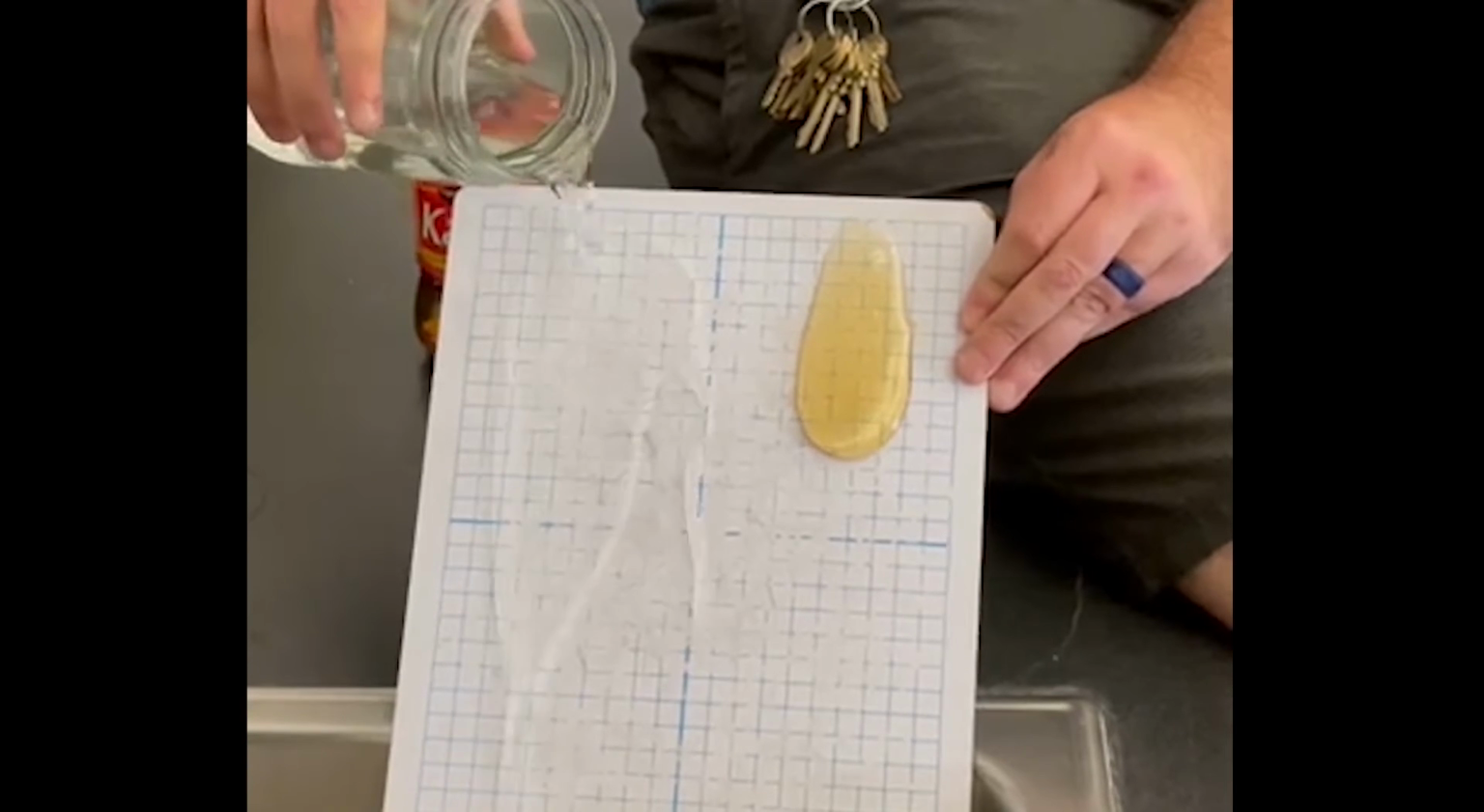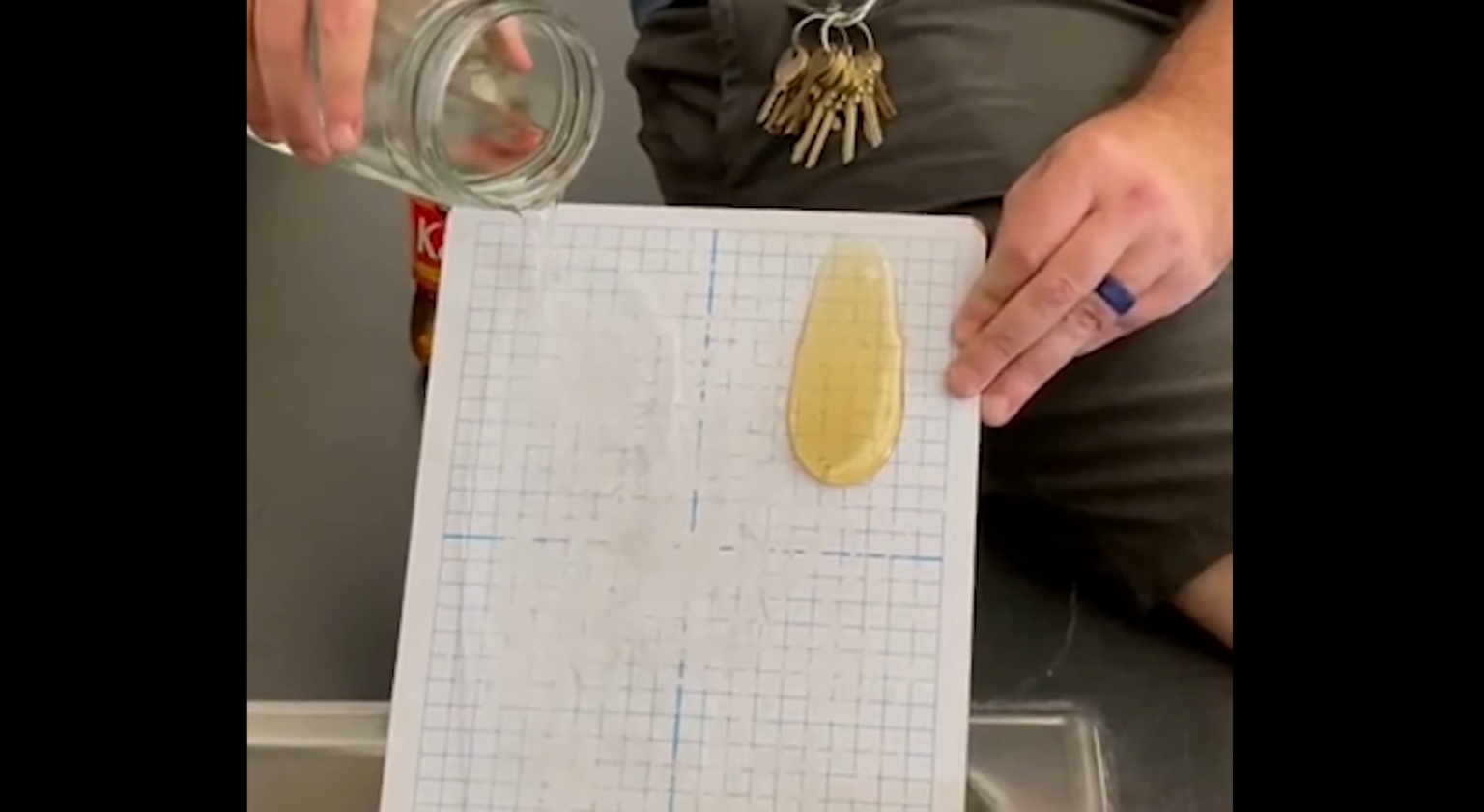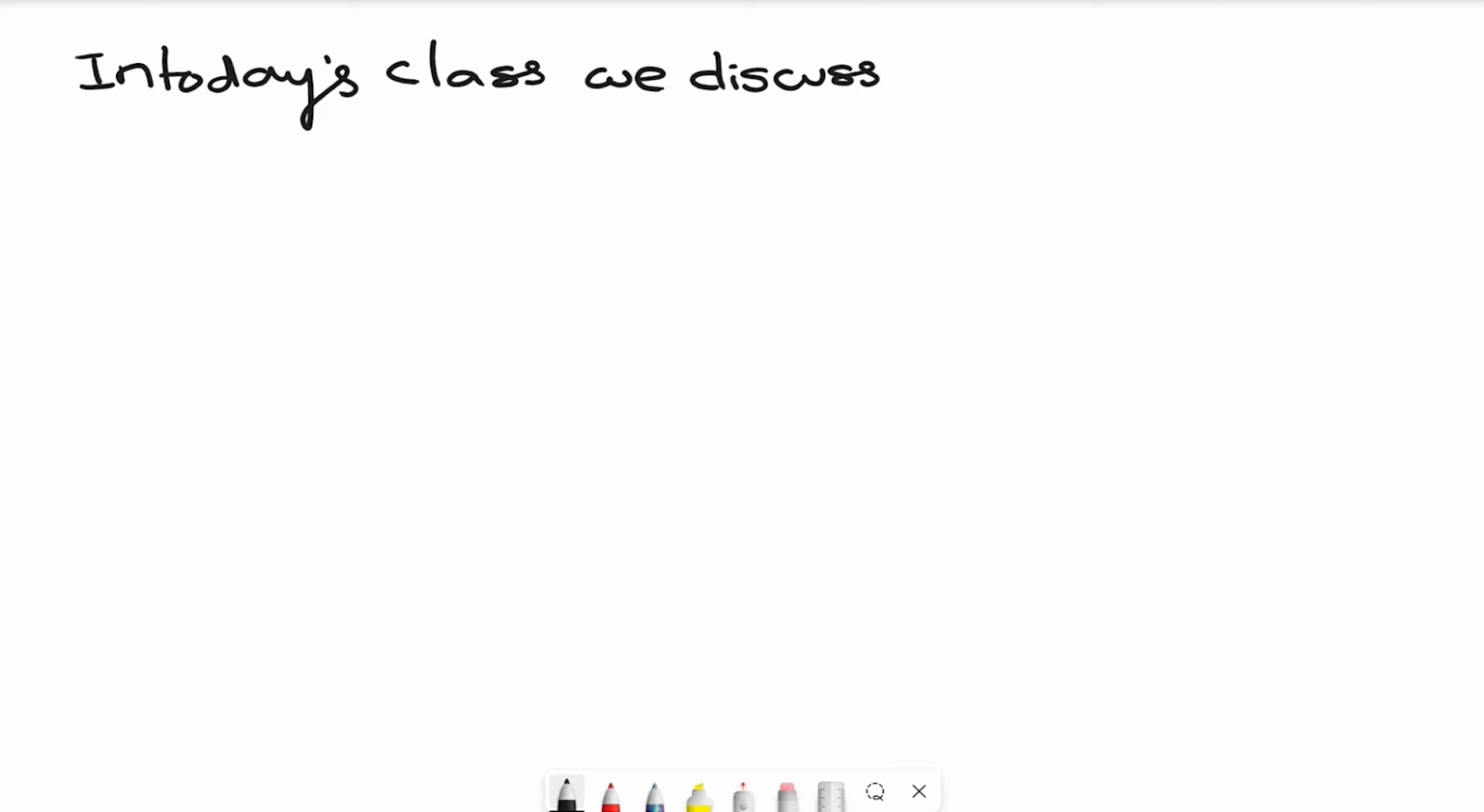With this introduction, let us straight away move to the whiteboard to understand what are the various topics in this viscosity. So, in today's class, we discuss more on viscosity.